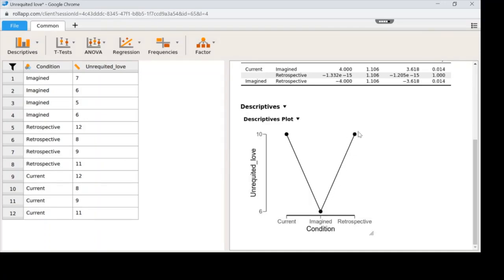Remembering how bad it felt is worse than trying to imagine what it would be like. But these two do not differ from each other. So currently feeling it and remembering what it felt like, it doesn't change the impact on how bad it feels. It feels equally bad to currently be in it versus to have once been in it. So our job now is to convey these findings.